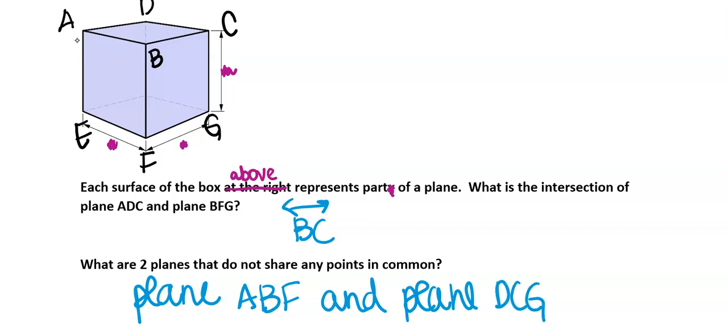So when I looked at that, I said plane ABF, and I named them in the same order on the right side of the box, plane DCG, because I feel like if you do it in the same order, it's easier to say. However, remember plane ABF, plane BFE, plane FEA, those are all the same plane. So basically what you're looking at is you need to use opposite sides of the box so that the letters are all different.